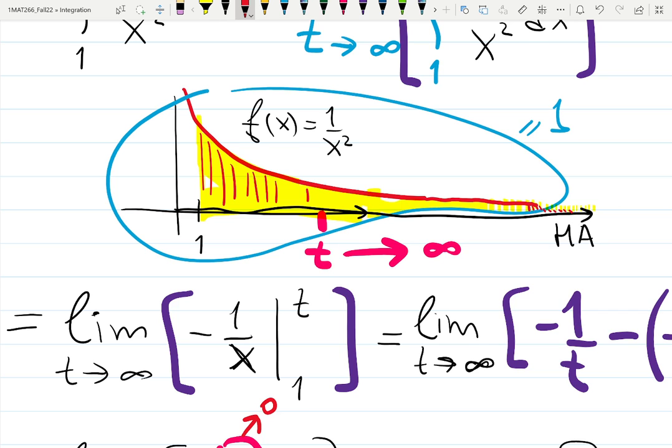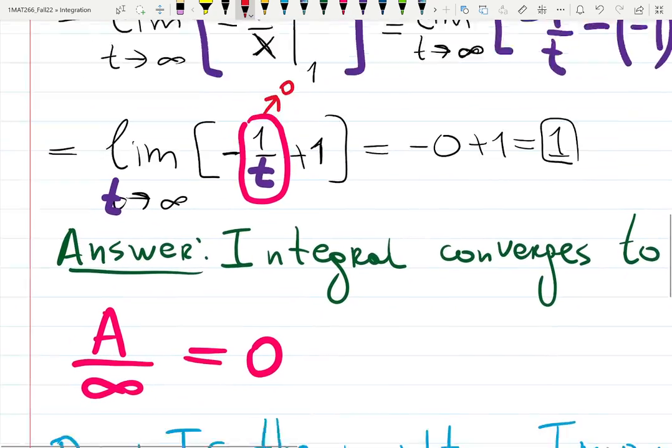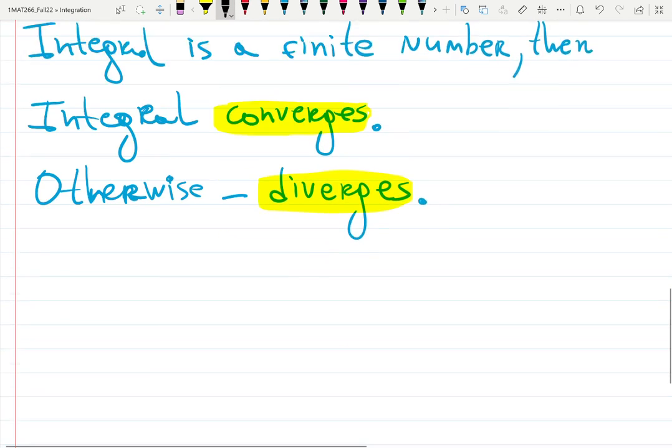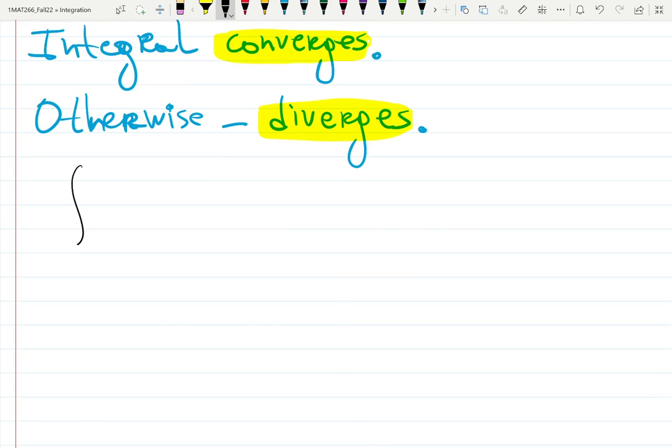Does it always work like that? No. So let me show you a famous example: the integral of 1 over x dx, from 1 to infinity. Example 2.